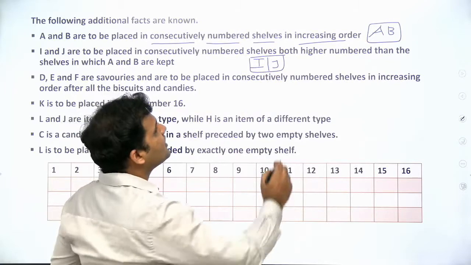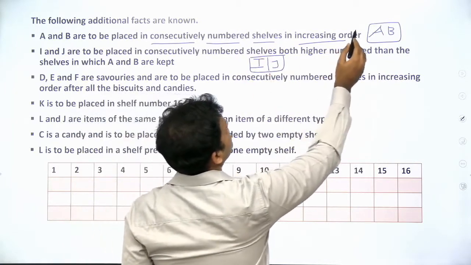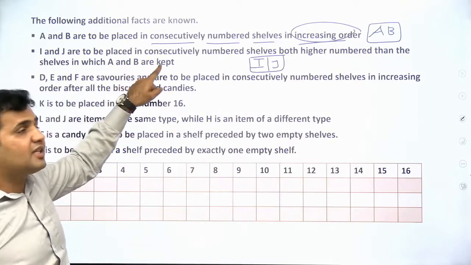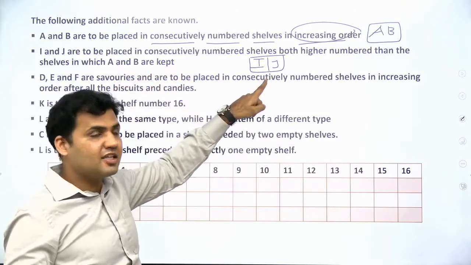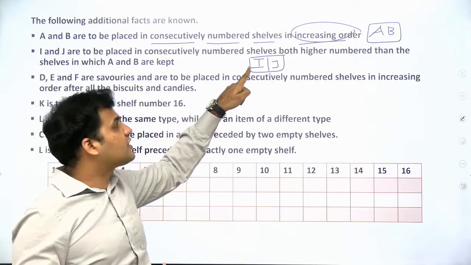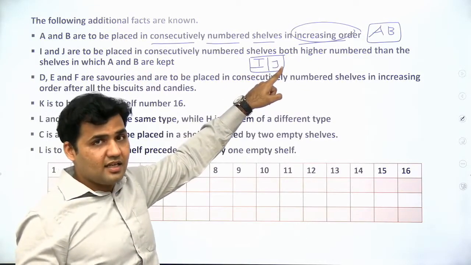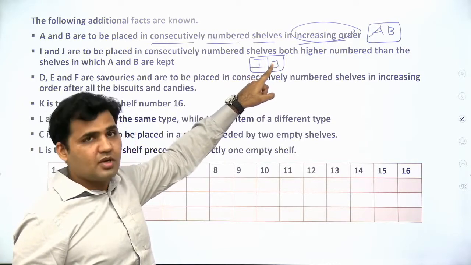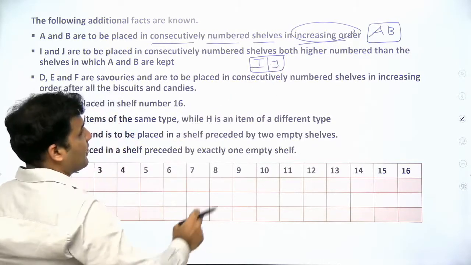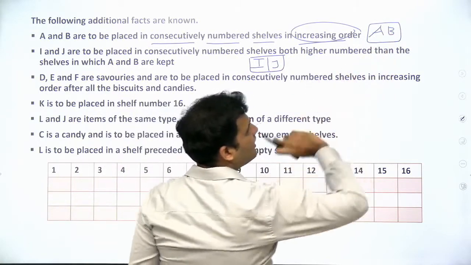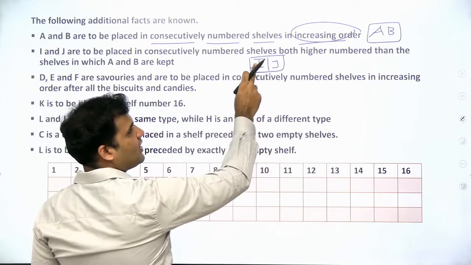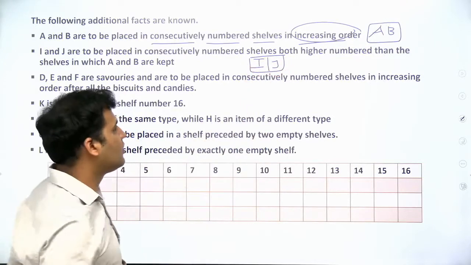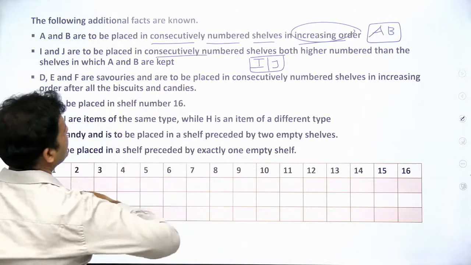But here it is mentioned that they are arranged on the consecutively numbered shelf in the increasing order. But it is not mentioned in the second information that I and J are supposed to be arranged in the consecutive order. It can be I first, J second, in the increasing number, or you can say J first and then later on it could be I. But here we know that A will come first, B will come later. But here we do not know whether I will come first or J will come first. But they will be coming together, right? They will be on consecutively numbered shelves.